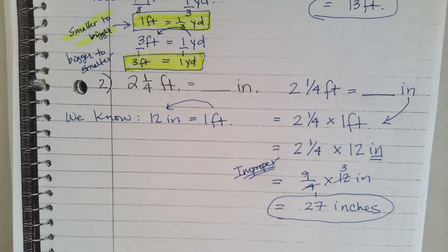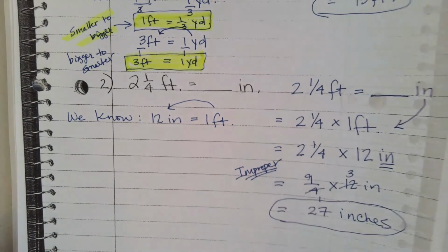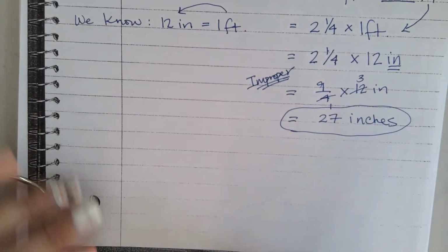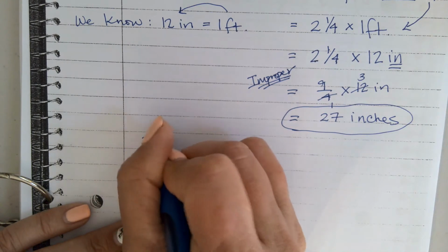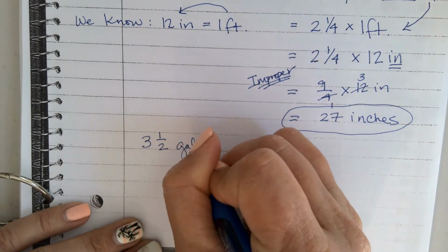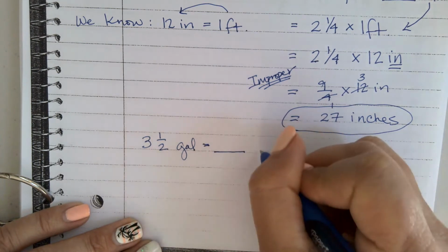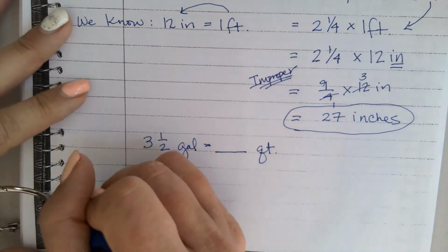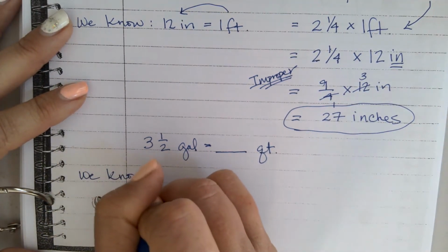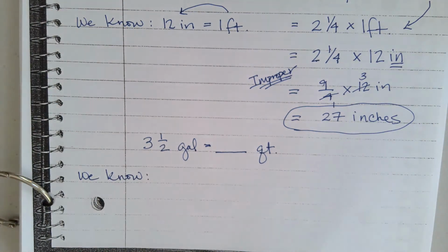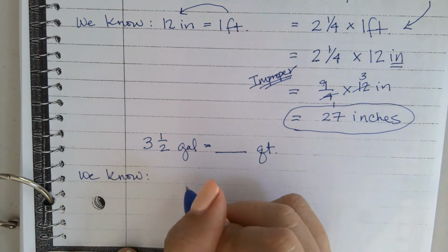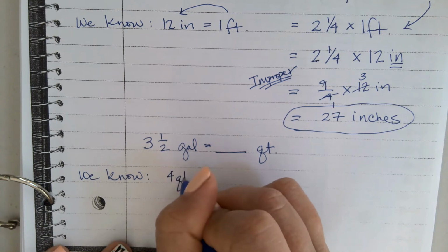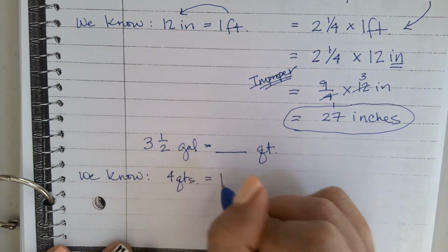Okay, so how about 3.5 gallons to so many quarts? Let's do one more problem. We have some room here. So let's go 3.5 gallons is equal to how many quarts? Well, first, what do you know? It's always good to just stop and regroup. What do I know? How many quarts are in 1 gallon? There are 4 quarts in 1 gallon, right?